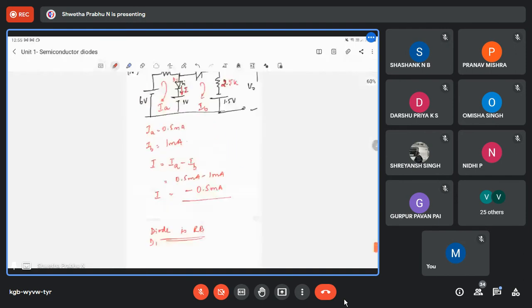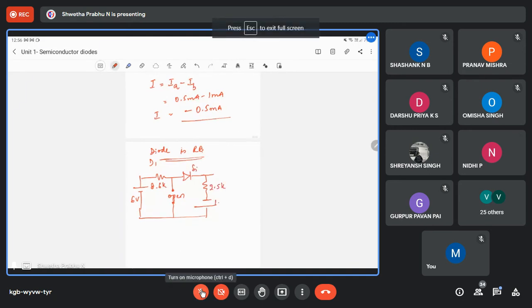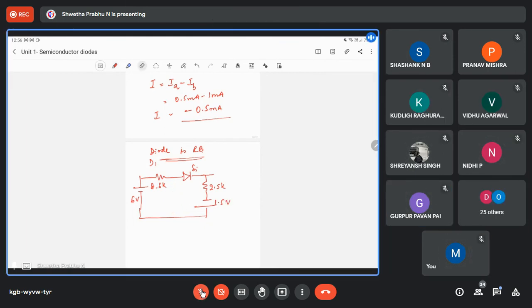Did you understand? If the diode is reverse biased, you have to rewrite the circuit considering the reverse bias. How are you going to rewrite the circuit? Rewriting the circuit means you have to show that particular diode as an open switch. Then you rewrite the circuit and calculate the output voltage. So here this path is open. Did you get it? Make this open because it is reverse biased.